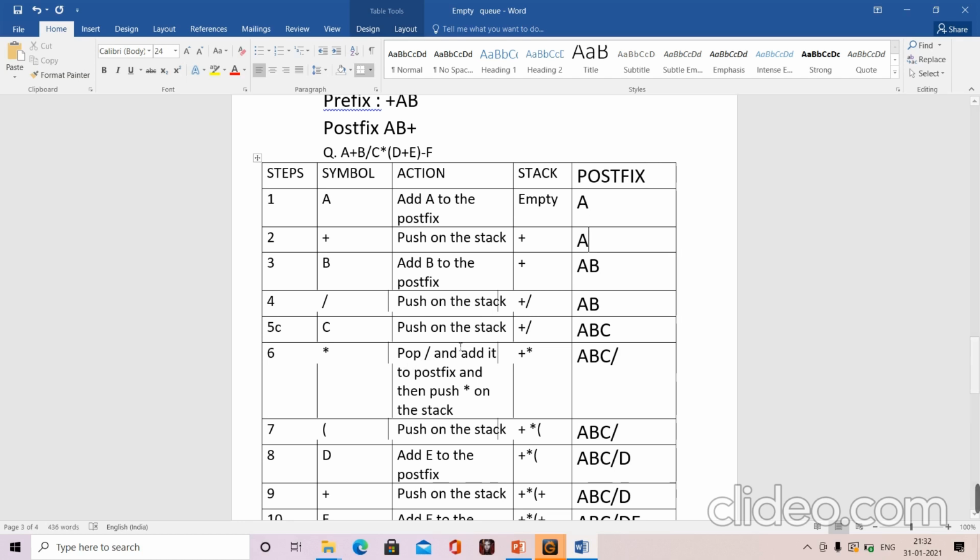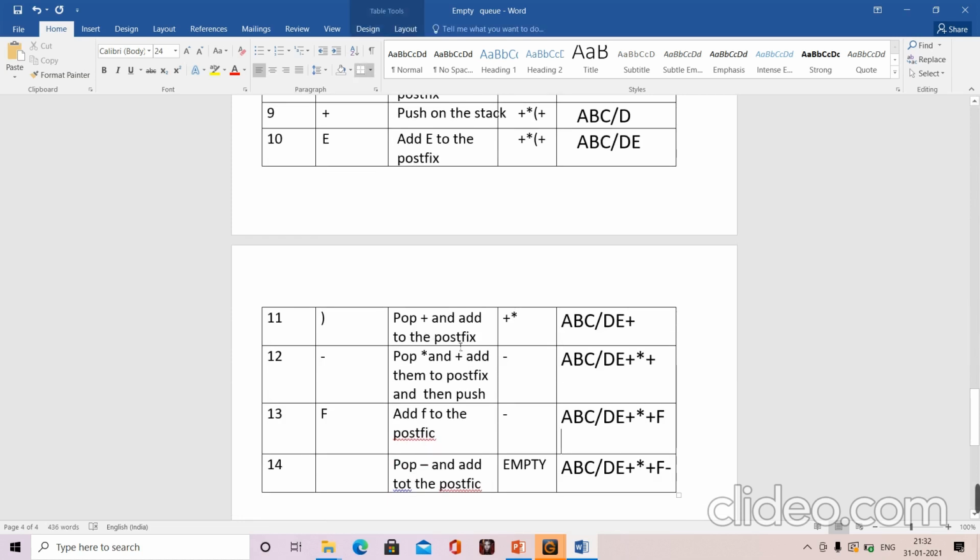Now in step number 9, this plus is simply pushed onto the stack, since we assume that the precedence of the left parenthesis is less. In step number 11, we have to pop all the operators on the stack, till the left parenthesis. So plus is popped and added to the postfix.